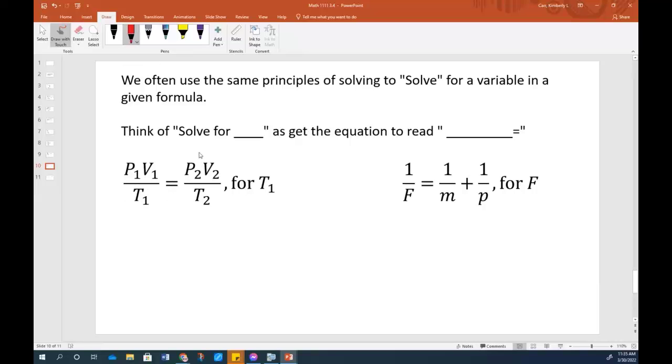So on this very first one, if I want to get rid of the fractions, then I want to multiply both sides by t sub 1 and t sub 2. Now, the t sub 1s are going to cancel here on the left, and the t sub 2s cancel on the right.